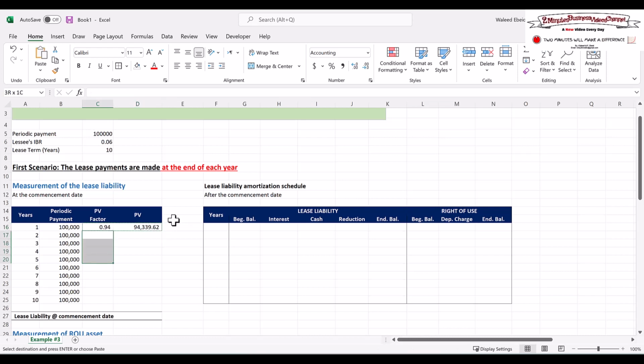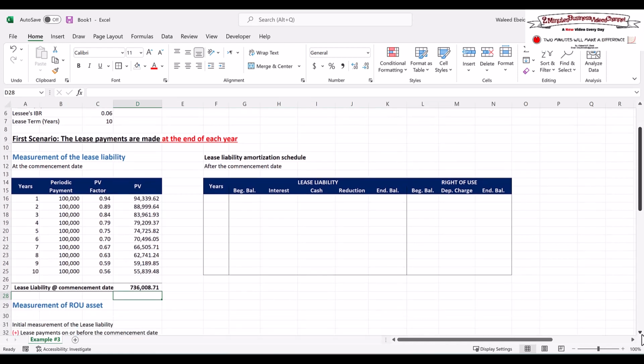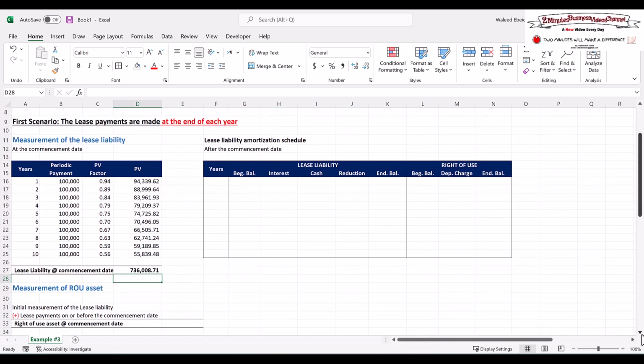Fill in the entire schedule to get the present value factors, and the present values for the rest of the lease payments on the commencement date. Sum up the present value column to get the present value of the whole series of lease payments, and this is the carrying amount of the lease liability on the commencement date. Let us move on and calculate the right-of-use asset.